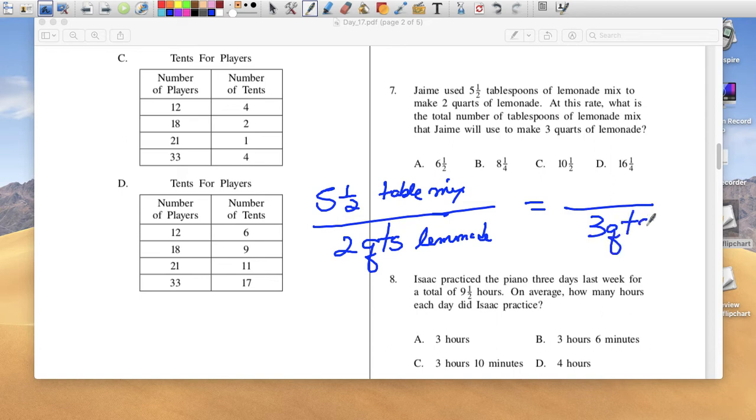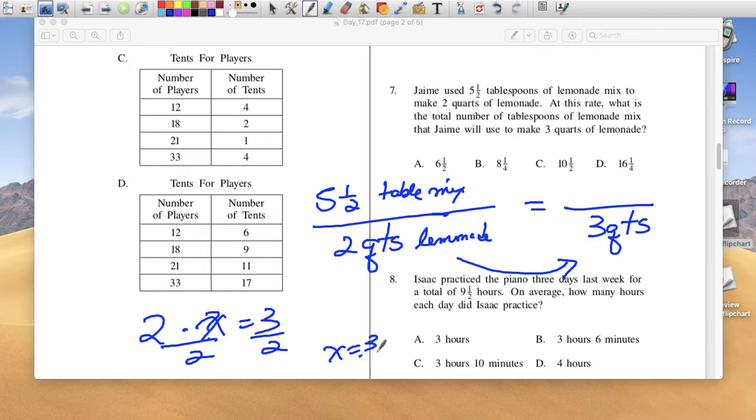So if I want to make 3 quarts, how much tablespoon mix will I need here? So find a multiplier, and you're better off leaving it as a fraction. So looking at 2 times a number equals 3, right? I'm going to replace that number with a variable x. So 2 times the number equals 3, divide by 2, divide by 2, and x equals 3/2.